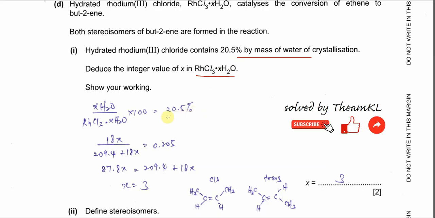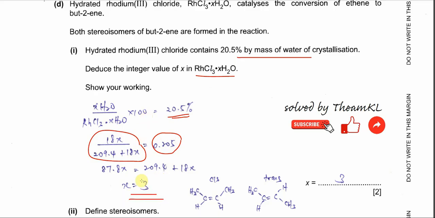You need to use a percentage together with the ratio. Because we don't know what the X value is, we put X H2O. This means the mass will be 18X over the mass of the salt. The rhodium(III) chloride is 209.4 plus 18X. When you get this ratio correct and use the percentage, rearrange, and you should get X equal to 3.